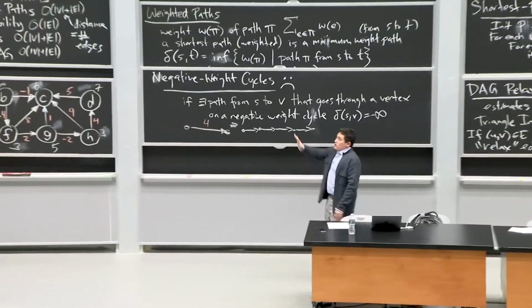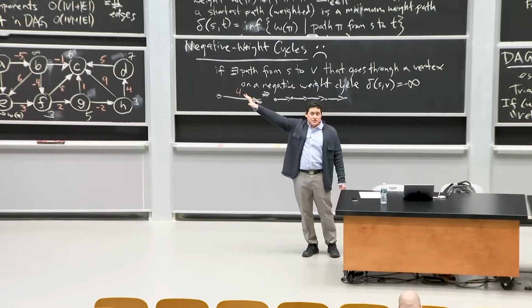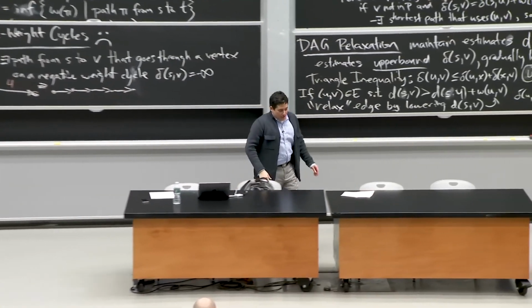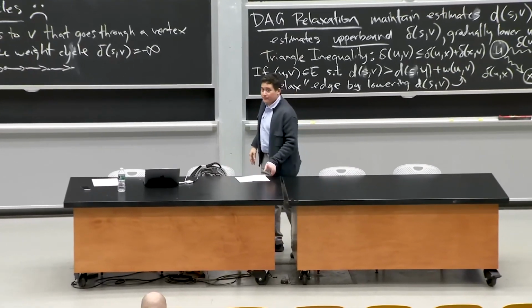Okay, so that's shortest paths in a DAG. Next time, we'll look at, for general graphs, how we can use kind of the same technique in an algorithm we call Bellman-Ford. Okay, that's it for today.